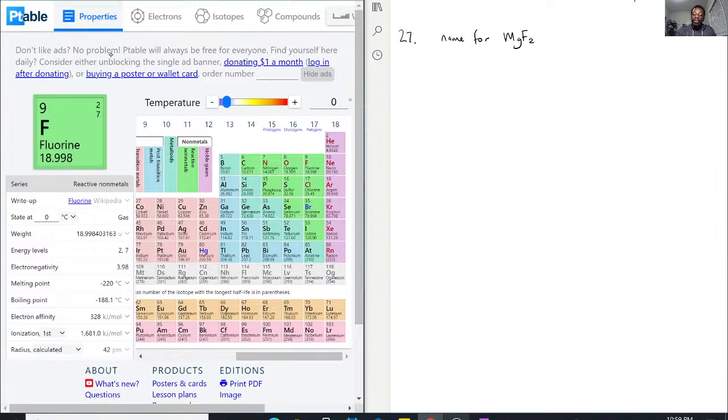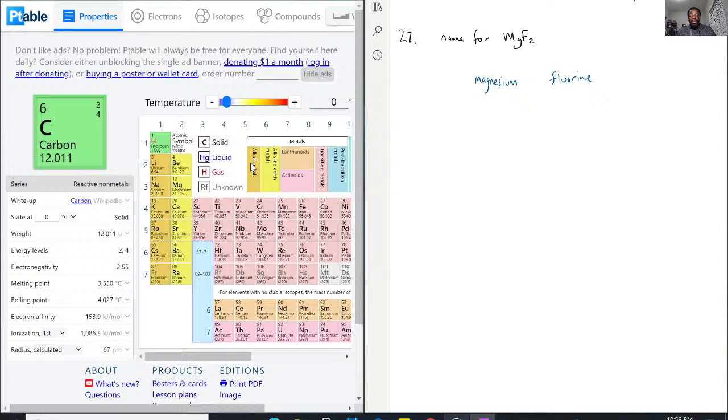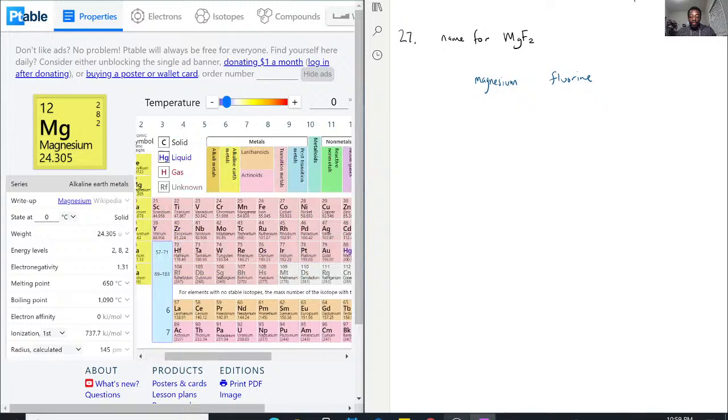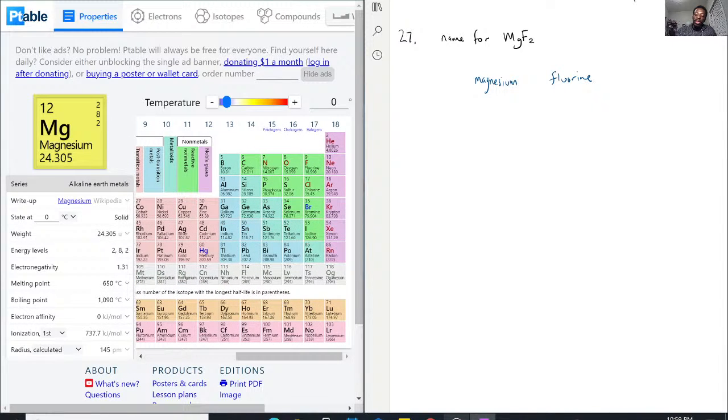We have magnesium, which is the Mg, and we have fluorine. So luckily for us, according to the periodic table, magnesium is indeed a metal, and fluorine is indeed a non-metal. So I'll put that in red, actually. Okay? So there is a distinguishable difference. This is an ionic molecule.